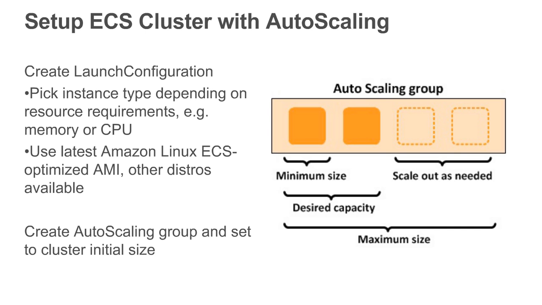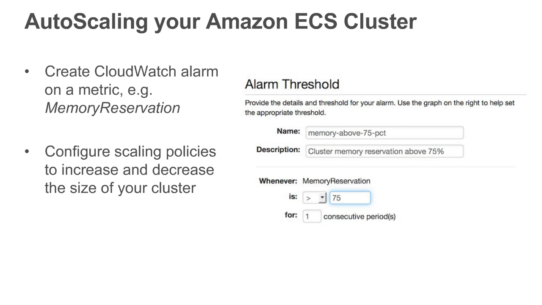And once you decide the right instance type, you can choose the latest Amazon Linux ECS optimized AMI to get started with configuring your auto-scaling group. You can also use your other distros like Ubuntu or Red Hat, and you can choose that and configure next steps. Within auto-scaling group, you can define your min, your max, and your desired number of instances to run, and start configuring your scaling policies to scale your cluster based on CloudWatch metric.